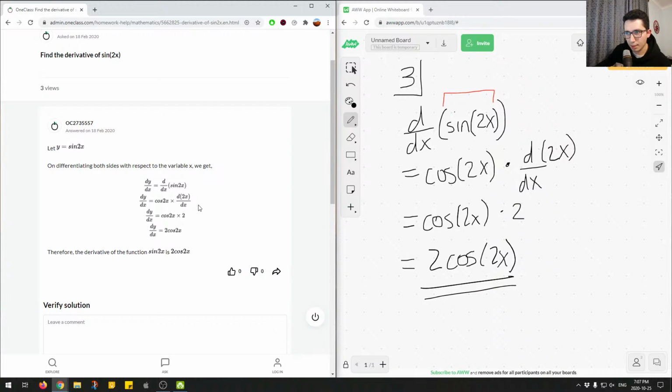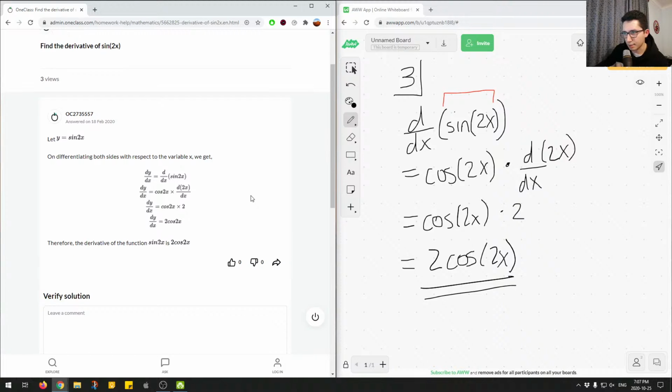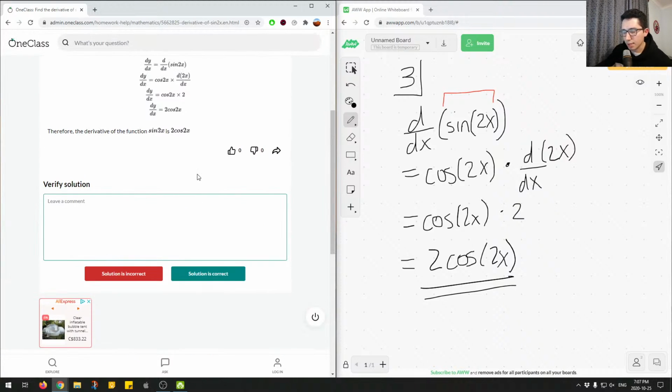So you can see that the junior tutor goes through the correct steps, and the solution is correct. Correct answer. Great job.